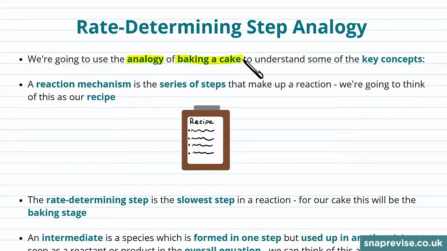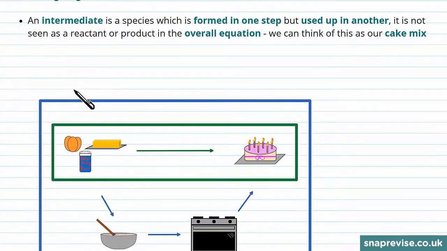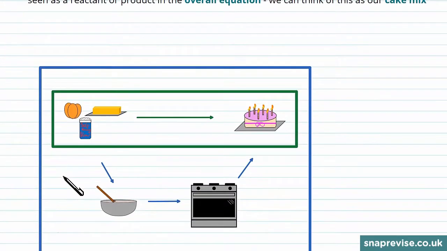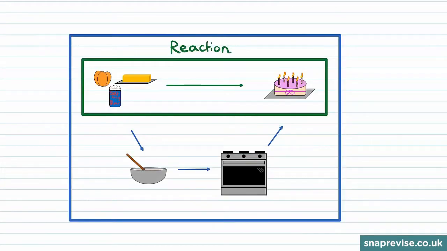to understand some of the key concepts. So, the baking of the cake is going to be our reaction in this analogy. So you can see we've got some reactants over here, which are our ingredients. So we've got some eggs, some butter, some self-raising flour, and the reaction just shows these reactants, the ingredients, going straight to the final product, a cake.